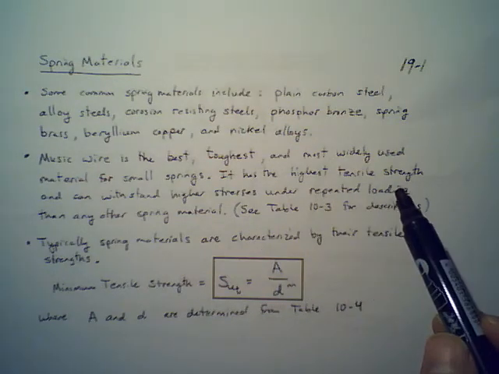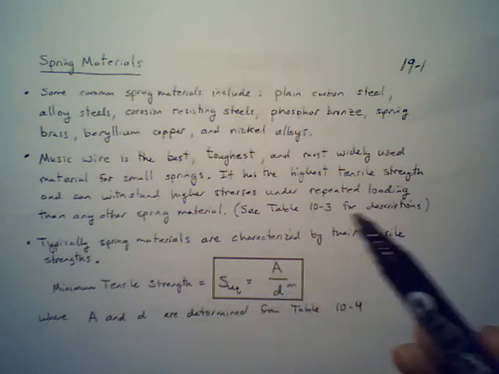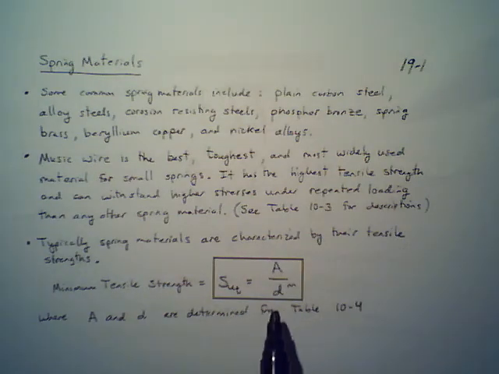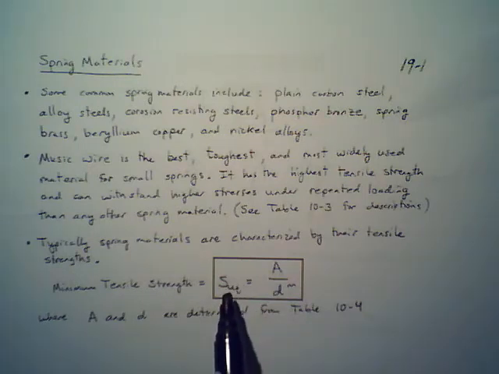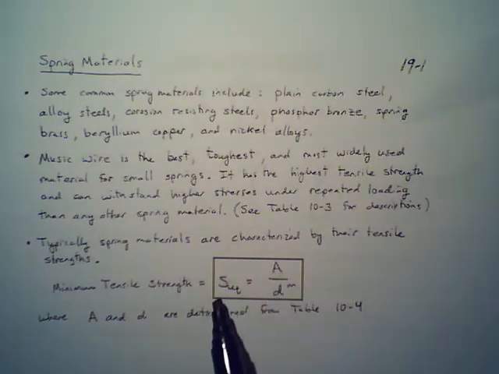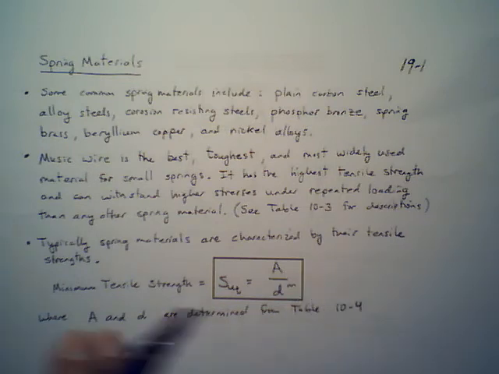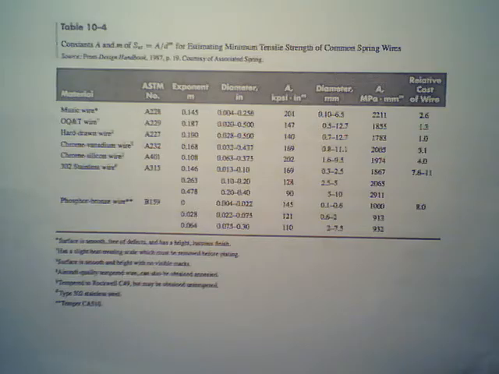It has the highest tensile strength and can withstand higher stresses under repeated loadings when compared to other materials. The good news here is we can directly find the ultimate tensile strength of the music wire based on the diameter of the wire. So the wire diameter is related to the ultimate tensile strength of the music wire by this factor A, which we are going to look at in a second.